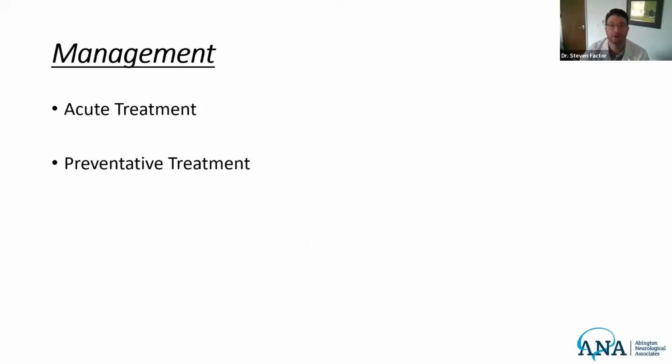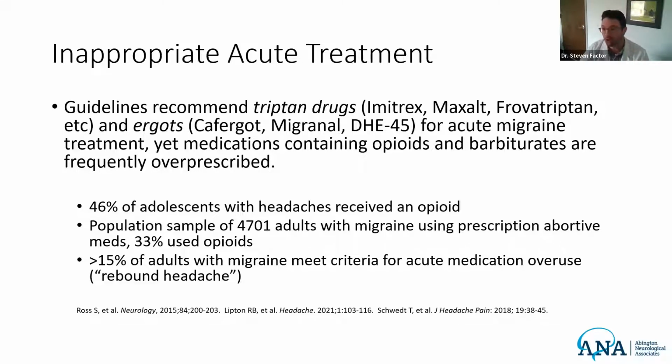So let's talk about the management of migraine, acute treatment, preventative treatment. Let's get into it. So there's a lot of inappropriate treatment out there, both in neurology clinics and family practice clinics and pain management centers. The guidelines do recommend the use of triptan drugs, Imitrex, Naxol, Frova are just some examples, and ergots like Migranol for acute migraine treatment. Yet a lot of medications that contain opioid drugs and barbiturate drugs are frequently overprescribed. There have been many studies that have shown this.